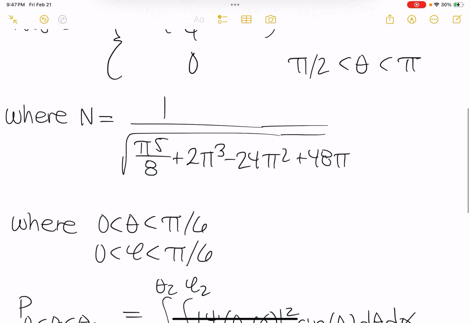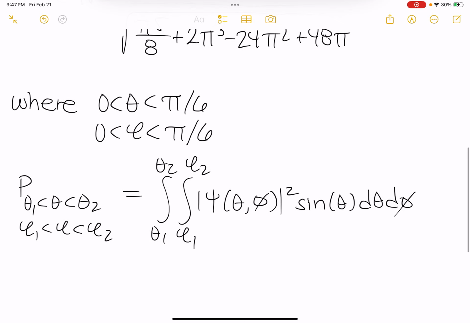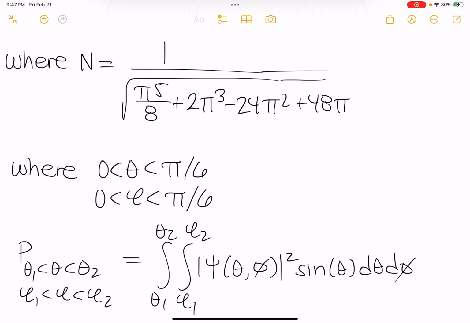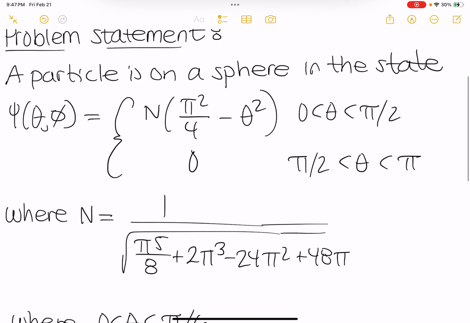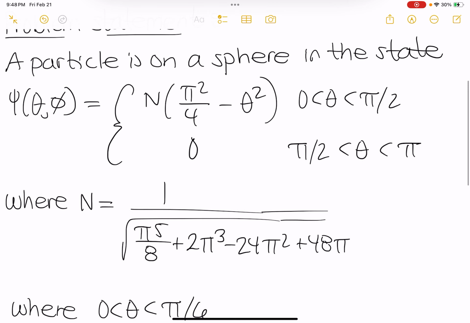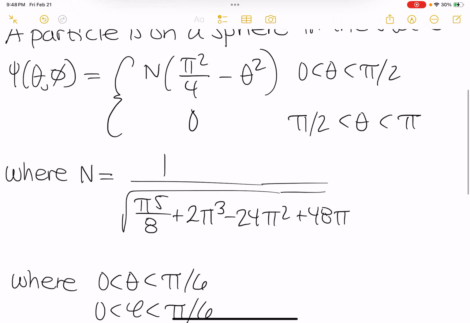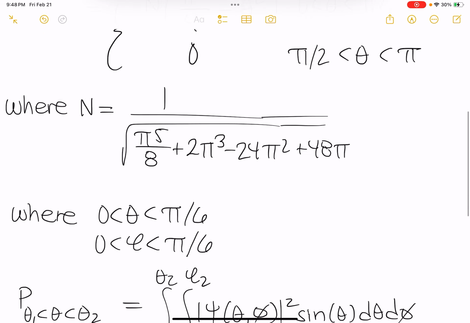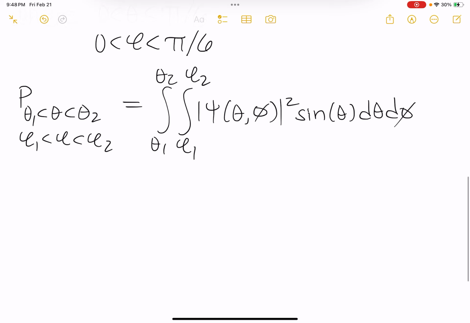Now, our state is defined piecewise, so we have to be careful when we're integrating over the density. However, you'll notice that theta only lies between 0 and pi over 6, and the non-zero part of the wave function is defined from 0 to pi over 2, so we don't need to worry about the excess part below because it is defined outside the region that we are interested in. So we can just ignore this lower line and focus on the top line when we're calculating the probability.